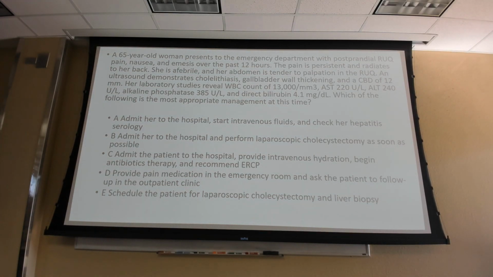We've got a 65-year-old woman with postprandial right upper quadrant pain, nausea, and emesis over the past 12 hours, persistent, radiating to her back. She's afebrile, the abdomen is tender in the right upper quadrant, and ultrasound shows cholelithiasis, gallbladder wall thickening, and a CBD at 12. She has a leukocytosis, and then we have a transaminitis there too. What are we thinking on this one? What does her picture look like?